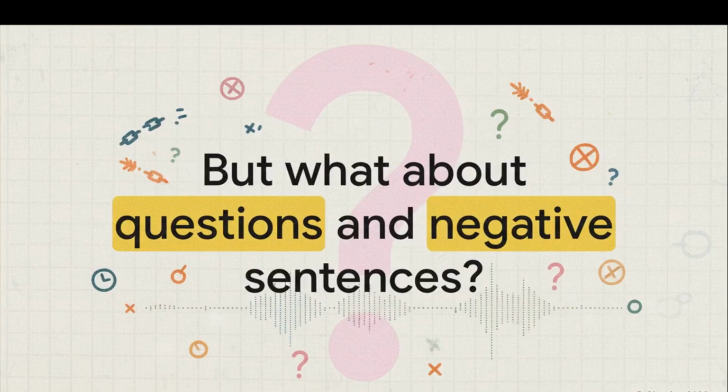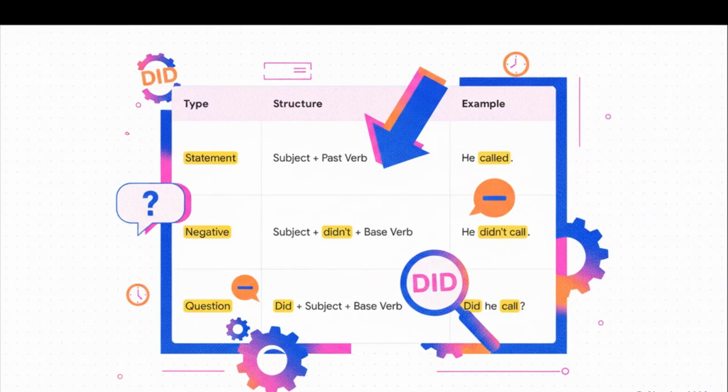So, making a positive statement is pretty clear. But what if you want to say something didn't happen? Or what if you want to ask if something happened? Well, for that, we need to call in a little helper. And that magical helper word is did. Just look at this table. For a negative sentence, we use didn't. For a question, we pop did right at the beginning.